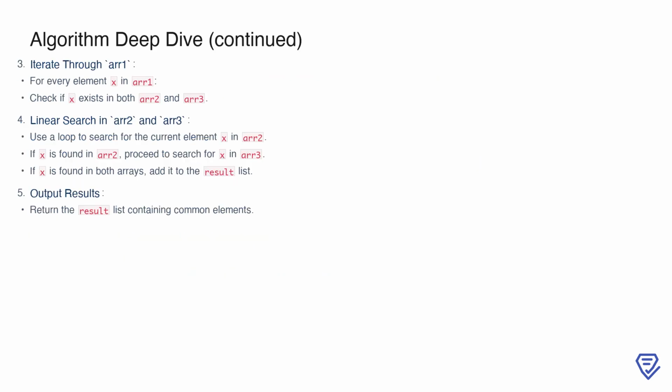The next step in the brute force approach involves iterating through the first array, ARR1. For each element X in this array, we check if it is present in both ARR2 and ARR3. To perform these checks, we use linear searches. First, we loop through ARR2 to see if X exists in it. If we find X in ARR2, we then proceed to search for X in ARR3 using the same method. If X is found in both ARR2 and ARR3, we add it to the result list as it satisfies the condition of being common to all 3 arrays.